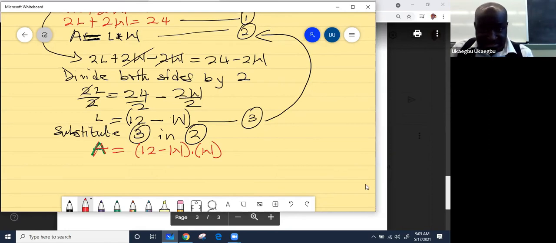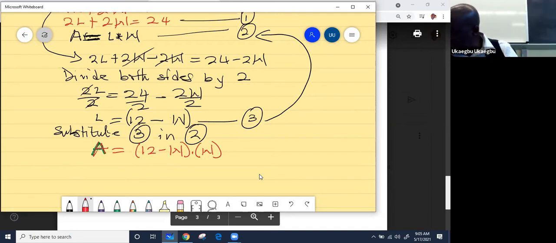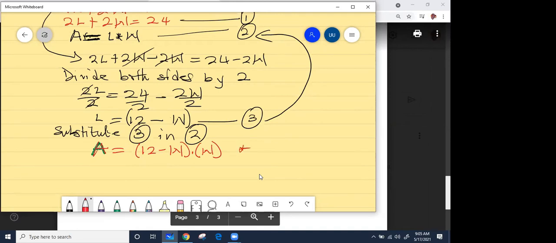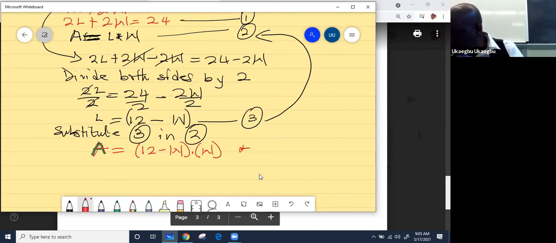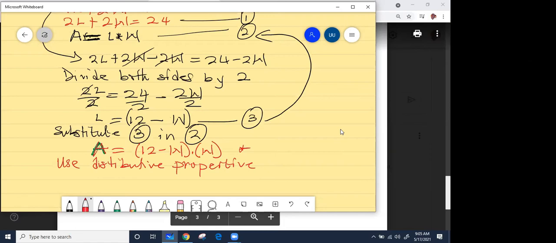Natalie, are you still in this class? Yes, I'm here. All right, very good. So can we expand the expression, this one? Yeah, you can do distributive property. Perfect. So she said use distributive property, so I want everybody to do that. Let's see what we have on the right side. You have 30 seconds.